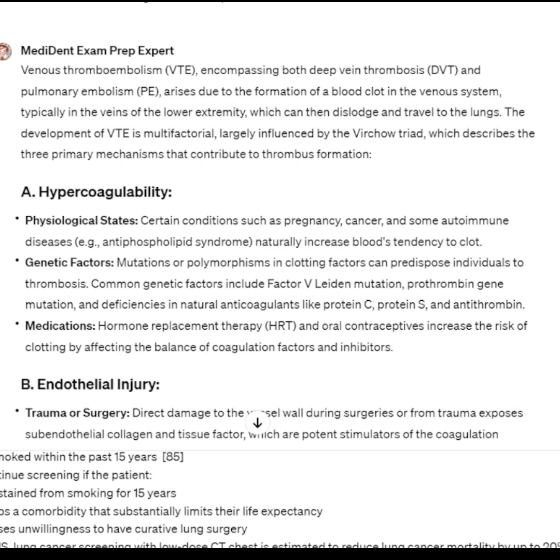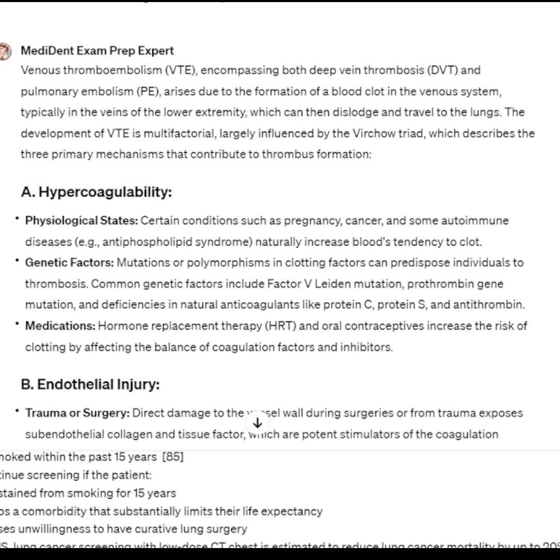B. Endothelial injury. Trauma or surgery. Direct damage to the vessel wall during surgeries or from trauma exposes subendothelial collagen and tissue factor, which are potent stimulators of the coagulation cascade. Medical devices. Intravascular devices like central venous catheters and pacemaker leads can irritate the vein's endothelium, leading to thrombus formation. Chemical damage. Certain medications and toxins can damage the endothelium, further promoting thrombosis.